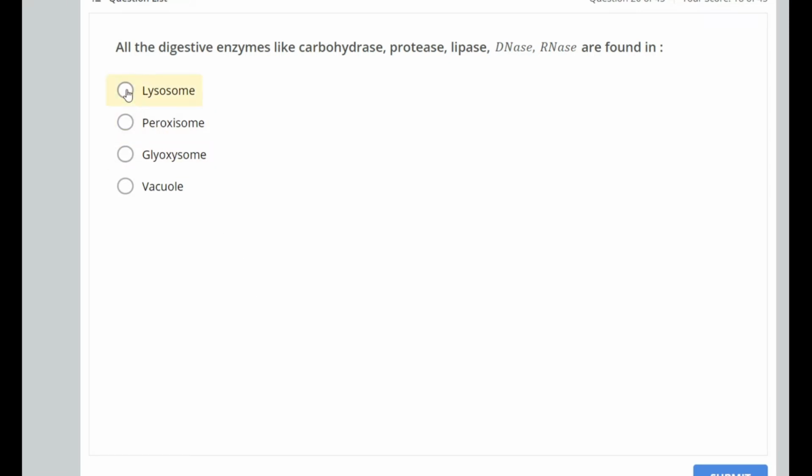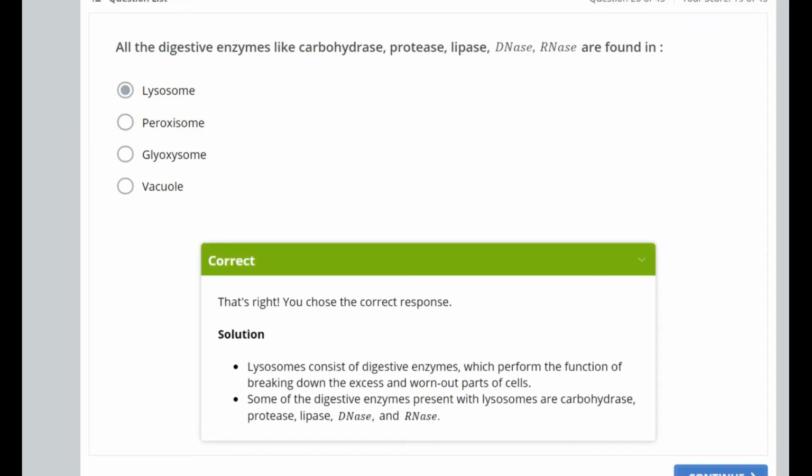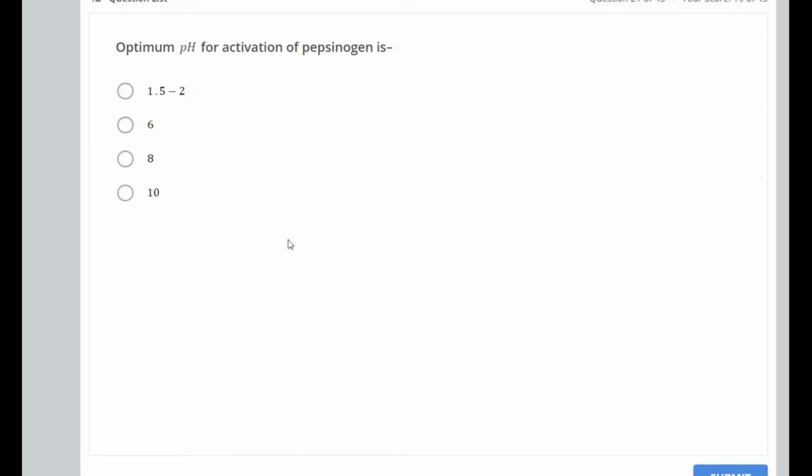Option A, lysosome, is the right answer. 21st question: optimum pH value for the activation of pepsinogen is 1.5 to 2, 6, 8, 10. Which is the right value? 1.5 to 2 is the right answer.